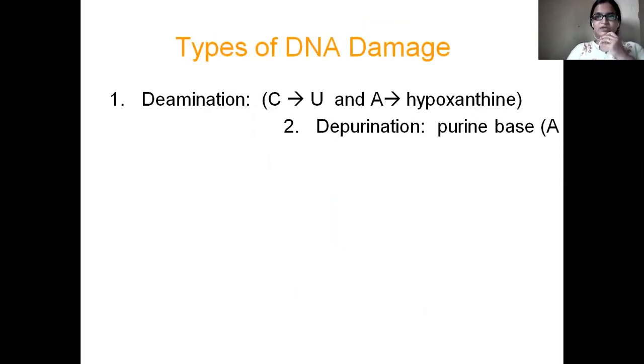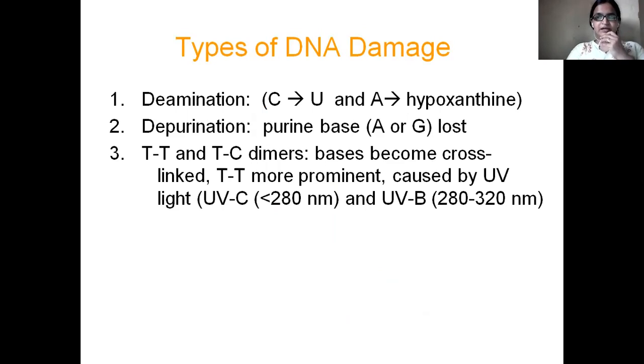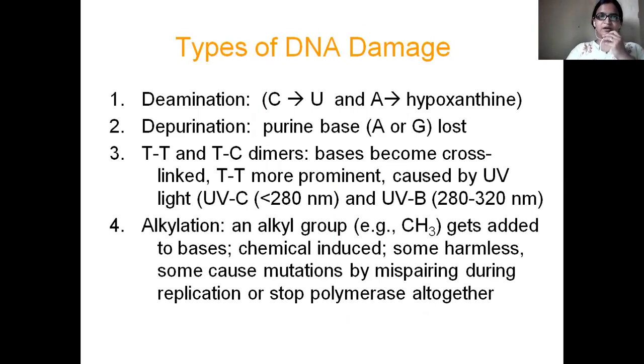Now let us see what are the types of DNA damage. Here the first one is deamination. Deamination means removal of amino group.